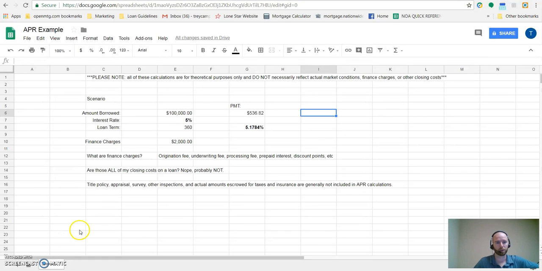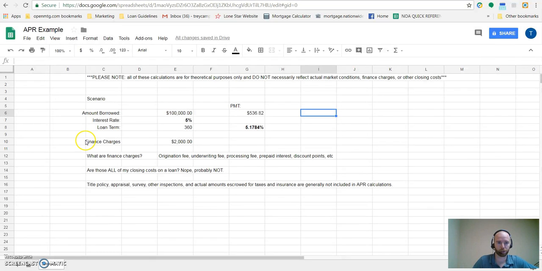So for starters, let's take a look at what an interest rate is as opposed to APR. So your interest rate, pretty self-explanatory, right? That's basically the cost that you pay in interest for your mortgage. APR stands for annual percentage rate, but really what it is is an expression of both your mortgage interest rate plus any other finance charges associated with your loan, and that's all expressed as a rate.